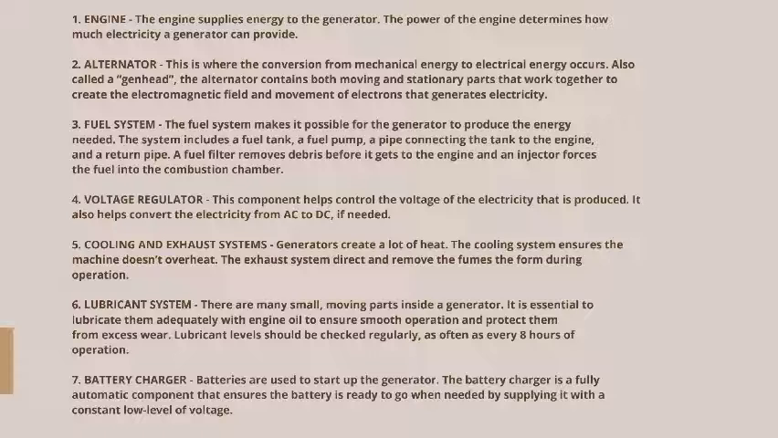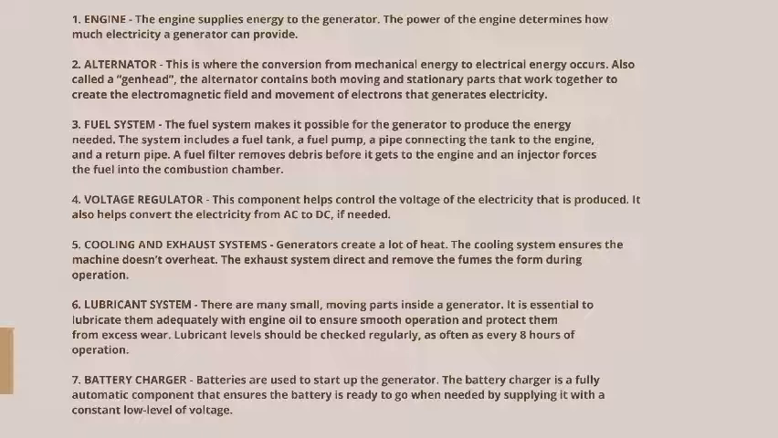Voltage regulator. These components help control the voltage of the electricity that is produced. It also helps convert the electricity from AC to DC if needed. Cooling and exhaust system. Generators create a lot of heat. The cooling system ensures the machine doesn't overheat. The exhaust system directs and removes the fumes that form during operation.